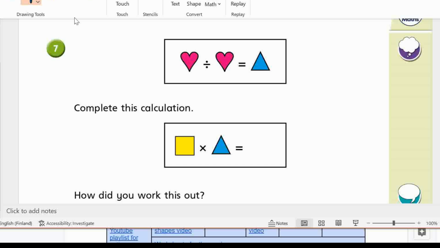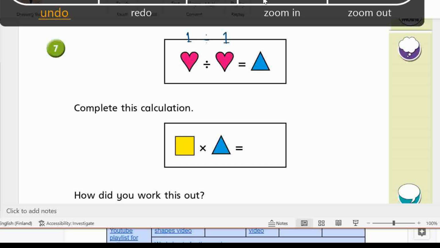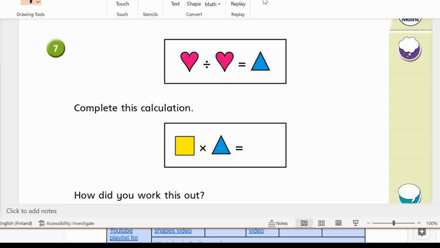No, it can't be 1. You know, I'll show you why. Because if we said the heart is 1, 1 divided by 1 equals what? 1. So this would also have to be a heart shape in that case. So that can't work. Okay. Yeah, so each shape has to be a different number.